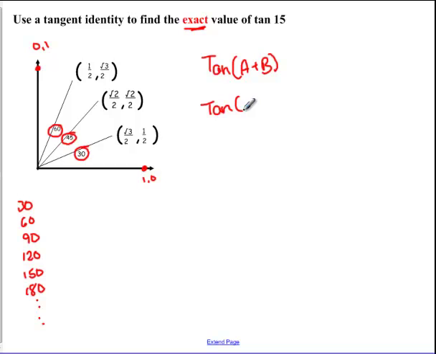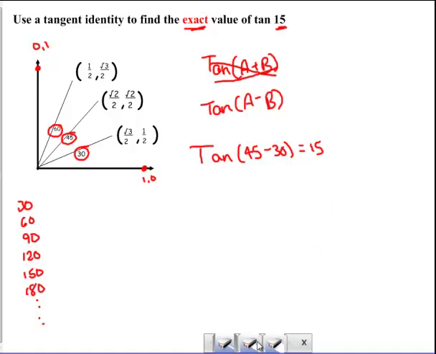Or I can use the tangent of A minus B. Well, in this case, it can't be A plus B, because the only things that add up to 15 would be numbers less than 15. And the lowest number I have here is 30. So I'm going to use tangent of A minus B. And right here I can see that the tangent of 45 minus 30 will indeed get me 15.